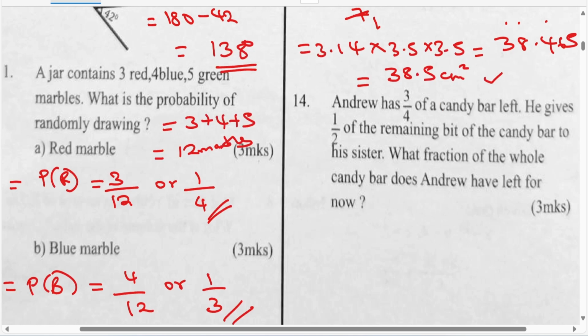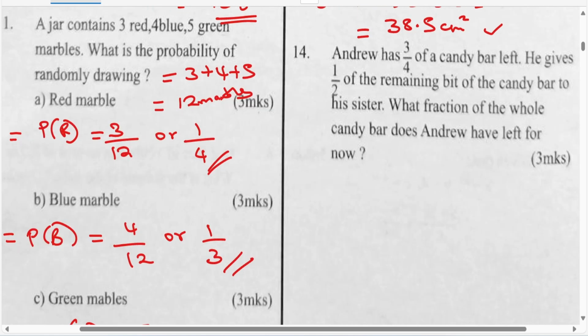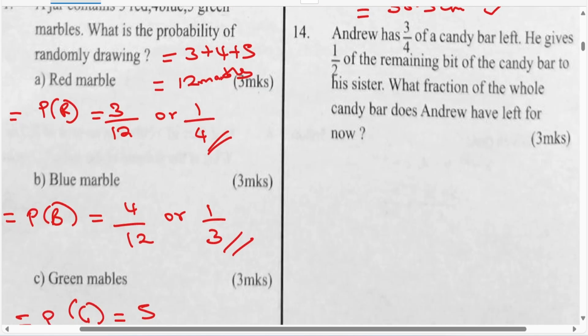Question 14, the last question. Andrew has 3/4 of a candy bar left. He gives a half of the remaining bits of the candy bar to his sister. What fraction of the whole candy bar does Andrew have left for now? So he has 3/4 of a candy bar left. He gives a half of the remaining bit of the candy bar to his sister. So the 3/4 that he was remaining with, he gave a half of it to his sister.